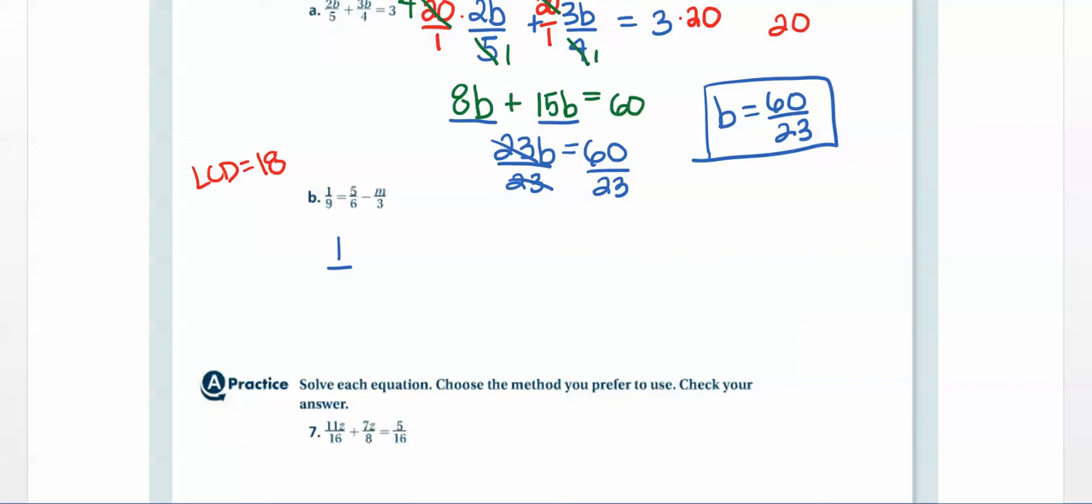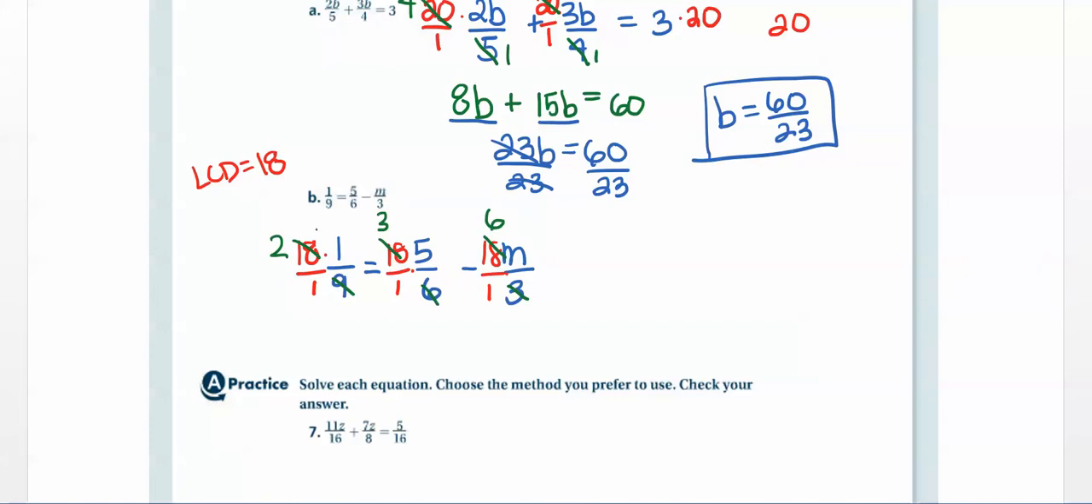I'm going to write this out. So I have 1/9 equals 5/6 minus m over 3. So I'm going to multiply everything times 18. Okay, 9 goes into 18 twice. 6 goes into 18 3 times. 3 goes into 18 6 times.